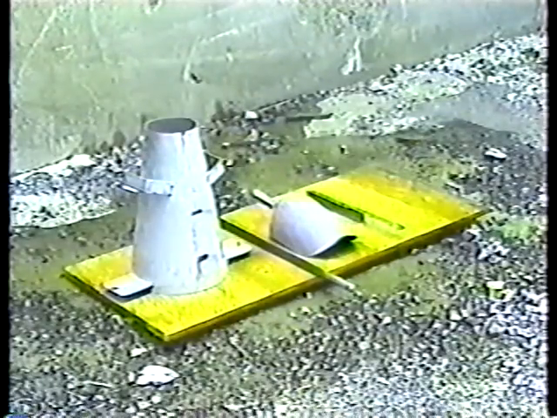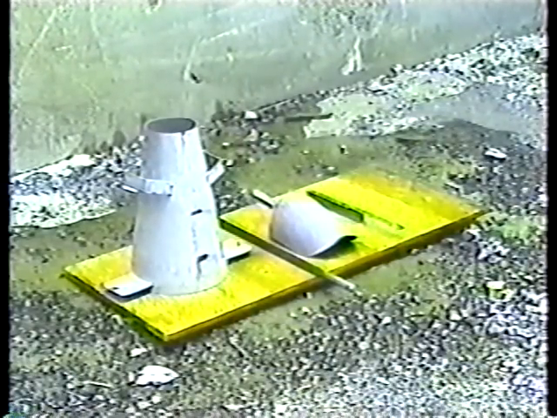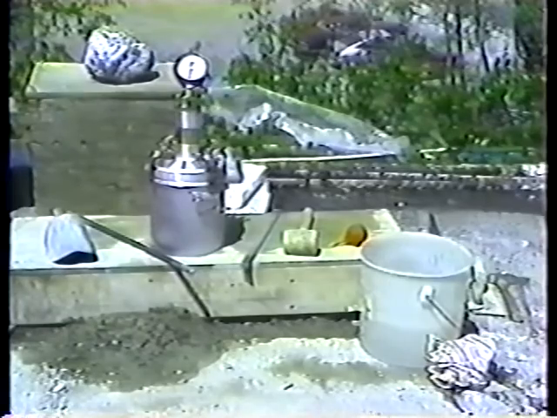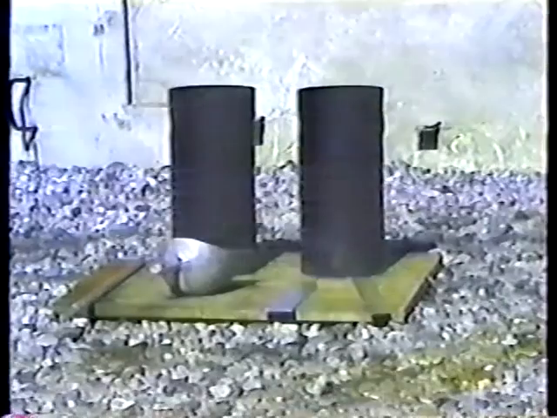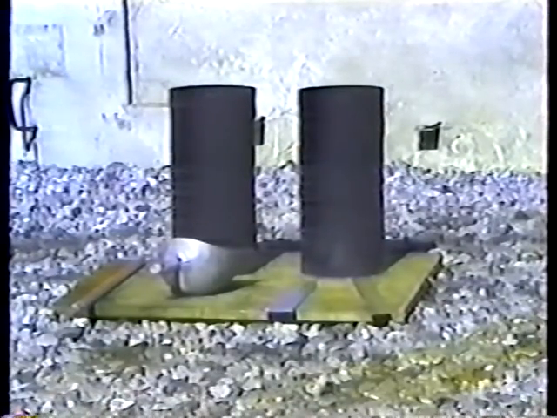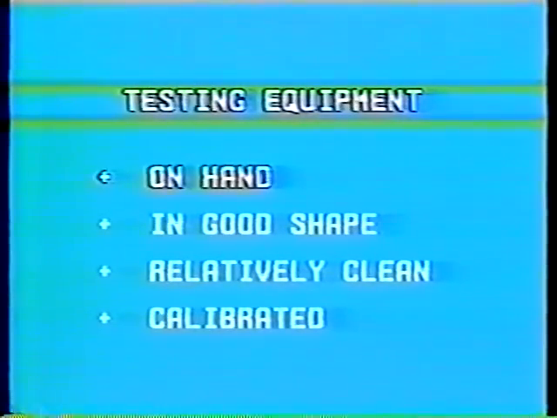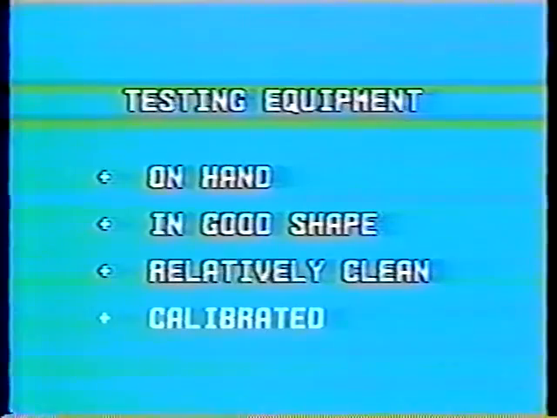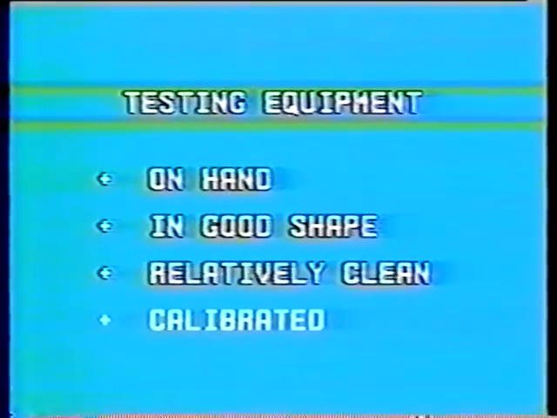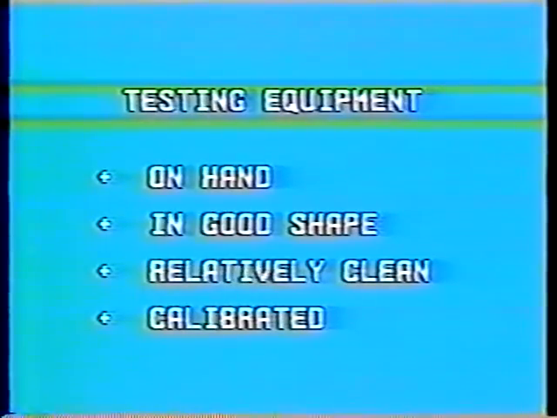and the testing equipment. You'll be running slump tests and air content tests. And you'll be casting cylinders. So make sure the equipment's on hand, in good shape, relatively clean. And for air content tests, make sure the meter has been calibrated recently.